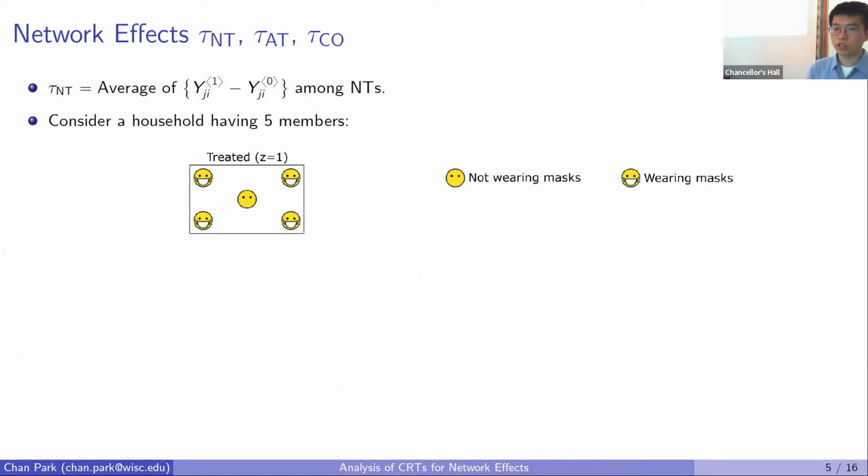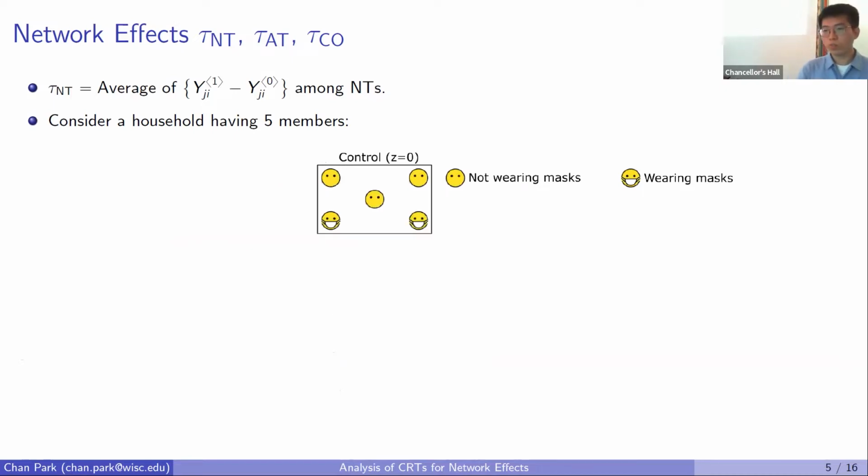So let us visually illustrate this. Let us consider a household having 5 members. If this household is assigned to treatment, then you may see the following result, where 4 individuals use face masks, whereas the one in the middle does not use face masks. However, if this household is assigned to control, then you may see a different result. Now 3 individuals do not use face masks, whereas 2 individuals still use face masks.